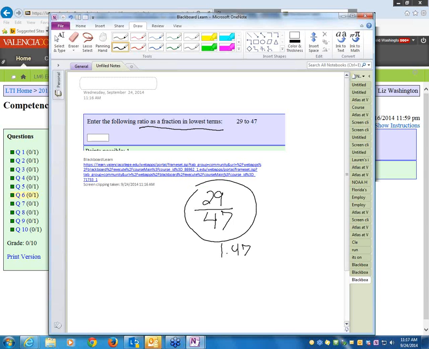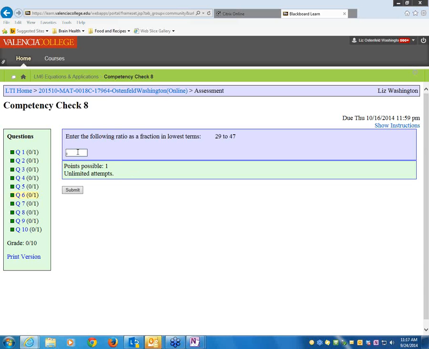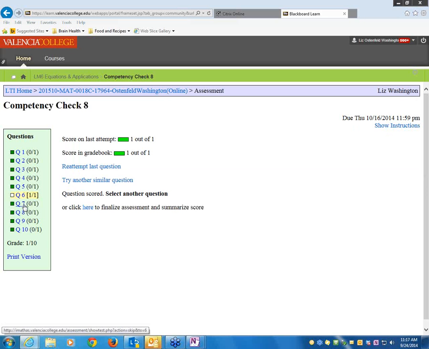So let's go back to the homework page to see if it'll accept my answer, 29 over 47. Okay, so I'm going to type in 29 divided by 47. I always think it's good practice to just put parentheses around your fraction, and there you go.